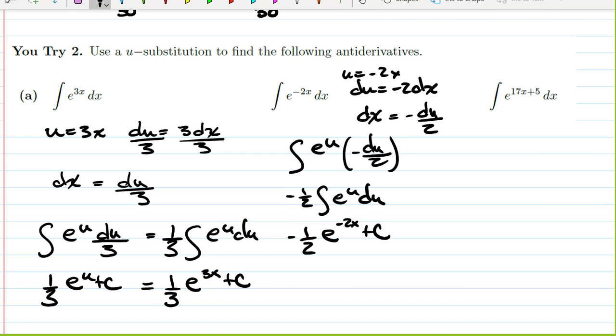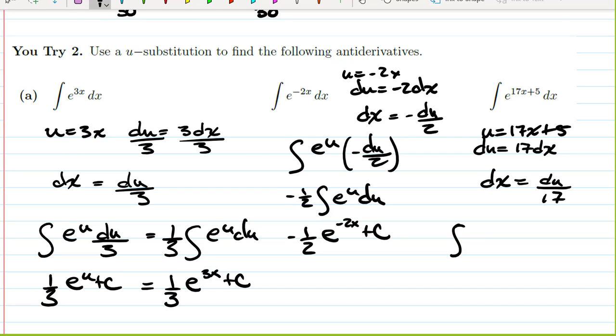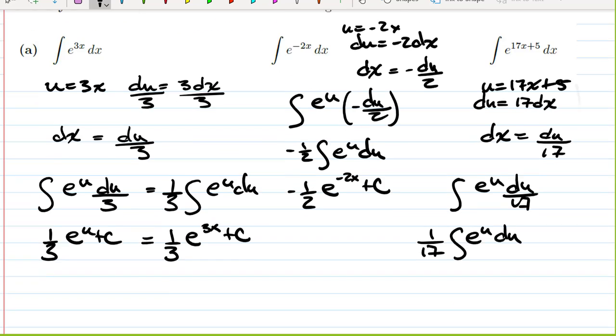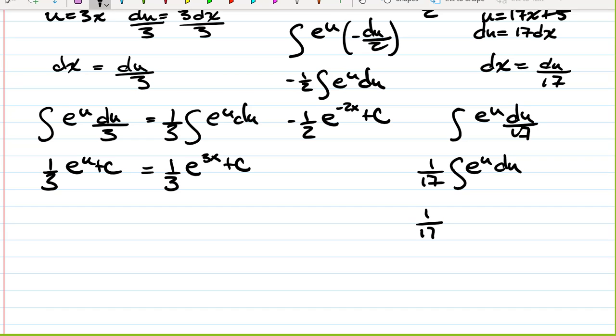And then lastly, we would have u equals 17x plus 5. So then du is 17 dx, and our dx is du over 17. So we would have the integral of e to the u times du over 17, which is 1 over 17 the integral of e to the u du, which would give us 1/17 e to the u plus c, so 1 over 17 e to the 17x plus 5 plus c.